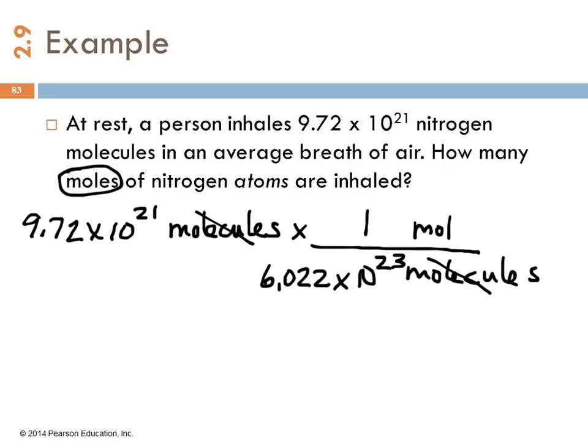So I've got 9.72 EE21 divided by 6.022 EE23 equals. And this is telling me that is 0.0161 moles.